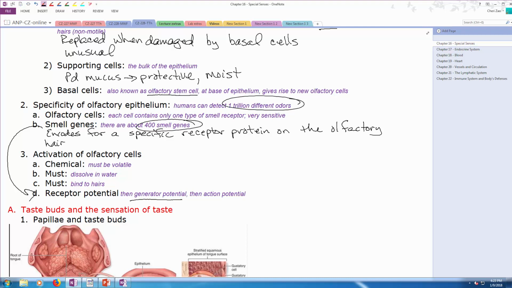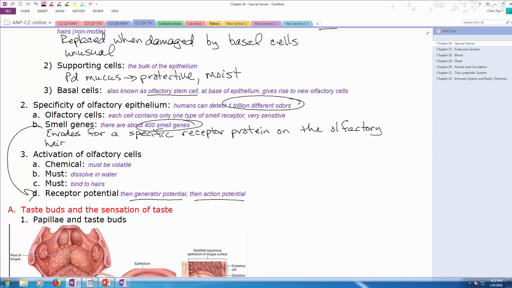So when a chemical lands on those receptors, you always get a receptor potential, right? Because that means a chemical landed on it. If enough chemicals land and give you enough receptor potentials, you will get a generator potential, which always means you get an action potential, and that information then goes to the cerebral cortex.